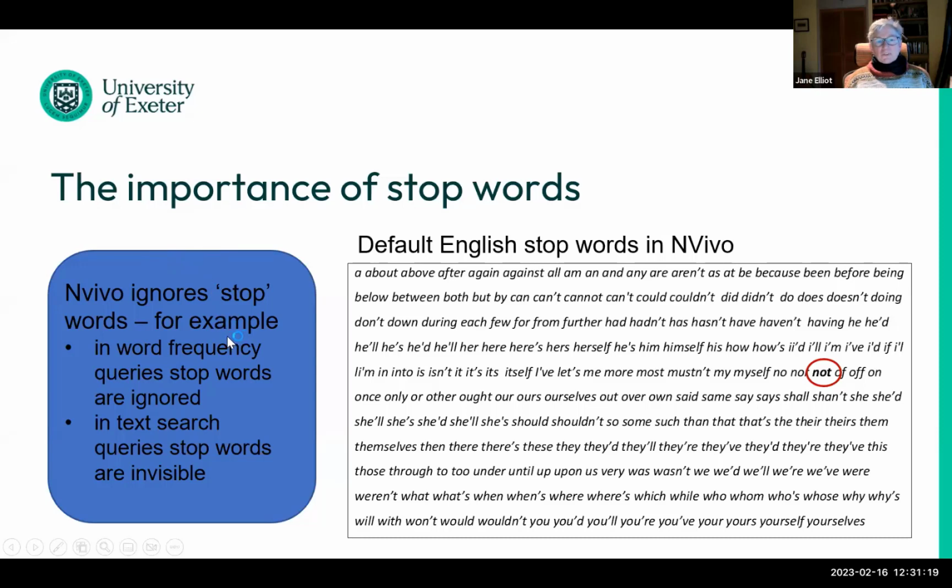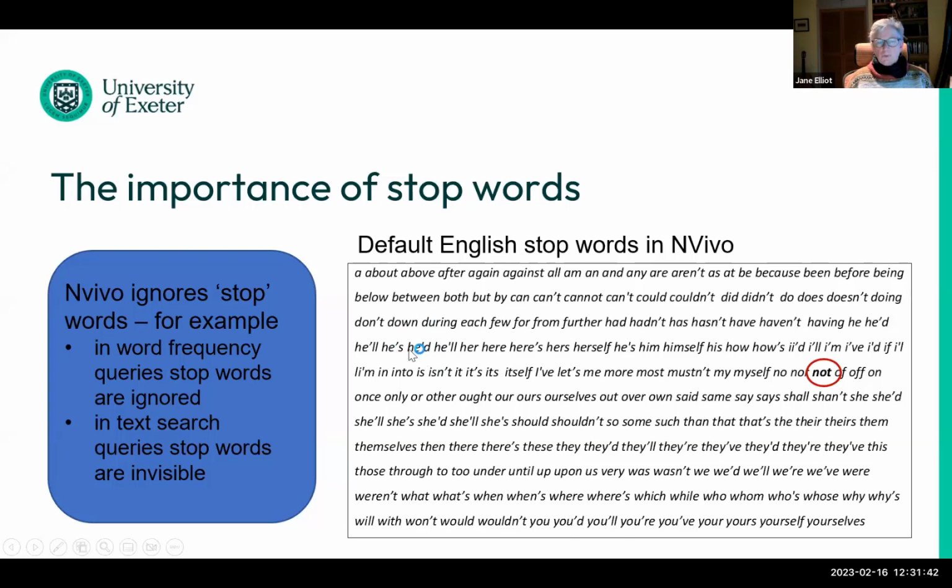But stop words are basically words that are ignored in word frequency queries, and in text search queries, stop words are effectively invisible to NVivo. And you can go into NVivo, and I'll give you the instructions in just a moment, and look at and change what it's using as the stop words.